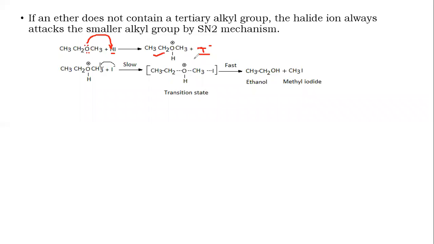The halide ion so formed reacts with the protonated ether which is obtained from the first step, and a transition state is obtained in which the iodine starts forming the bond with the methyl group, and the methyl group starts breaking the bond with the oxygen. Finally the alcohol is formed along with the formation of methyl iodide.